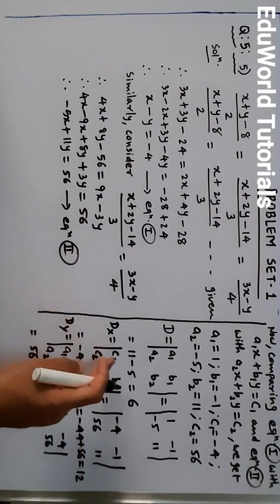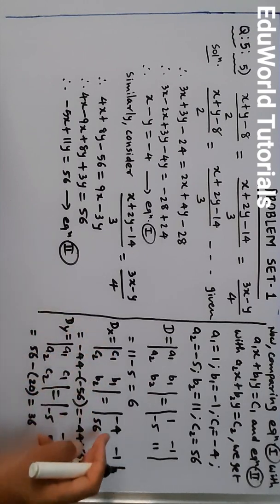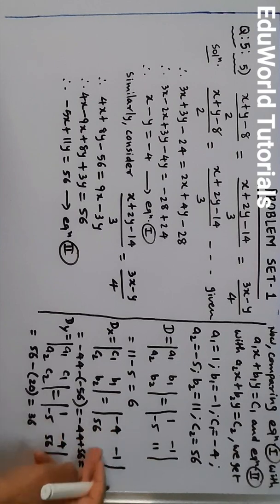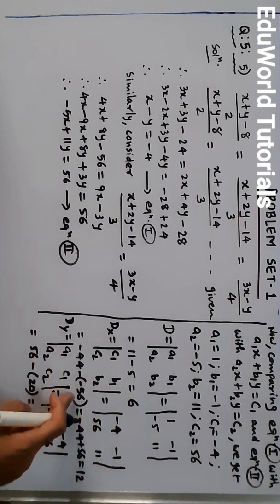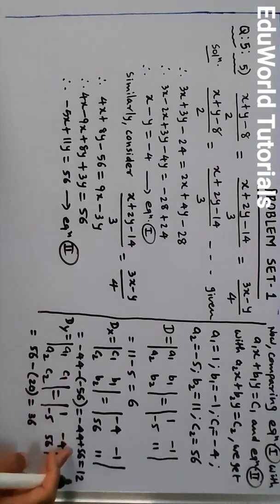Similarly, Dx is consisting of c1, c2, b1, b2 columns. I have kept values. 11 into minus 4 is minus 44, minus 56 into minus 1 is minus 56. So we have minus 44 plus 56. Minus into minus becomes plus. And 56 being bigger number, 44 will be subtracted, we get 12.